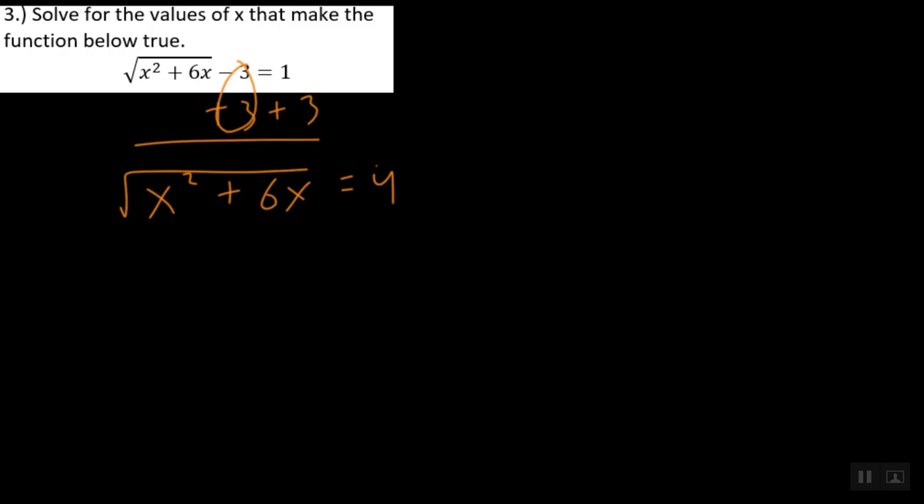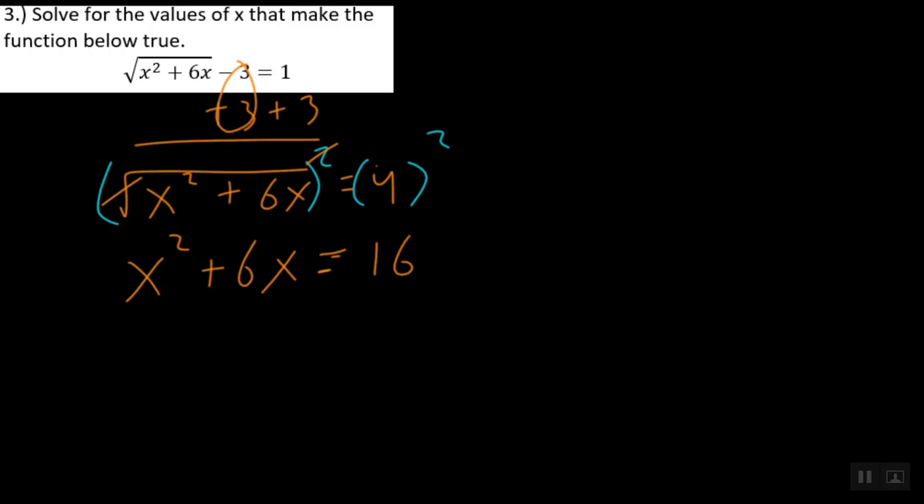From here, how do you get rid of a square root? Well, we have to square both sides. And let's see what that gives me. My square root and my square cancel, and I have x squared plus 6x equals 4 squared, which is, of course, 16. Now, ask yourself at this point, whenever we see an x squared, whenever we know that we have an obvious quadratic, what do we do? Well, we want to set it equal to 0.